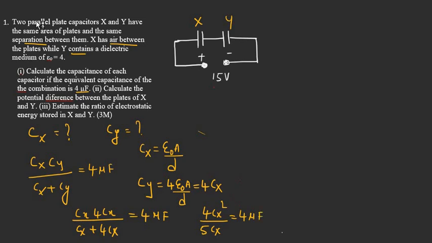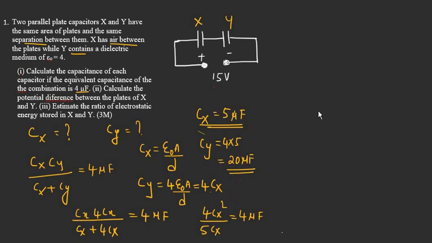We can cancel 4 on both the sides, and you can cancel Cx also on the numerator and denominator, and you will be getting the value of Cx as 5 microfarad. So we got the value of Cx. Then Cy will be 4 times Cx. So 4 into 5 microfarad will be getting 20 microfarad. So this is the value of Cy. So this is the answer for the first part.